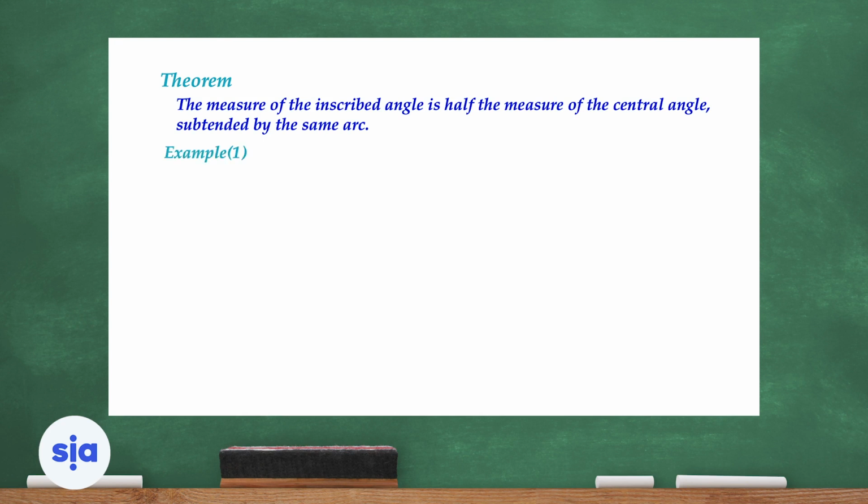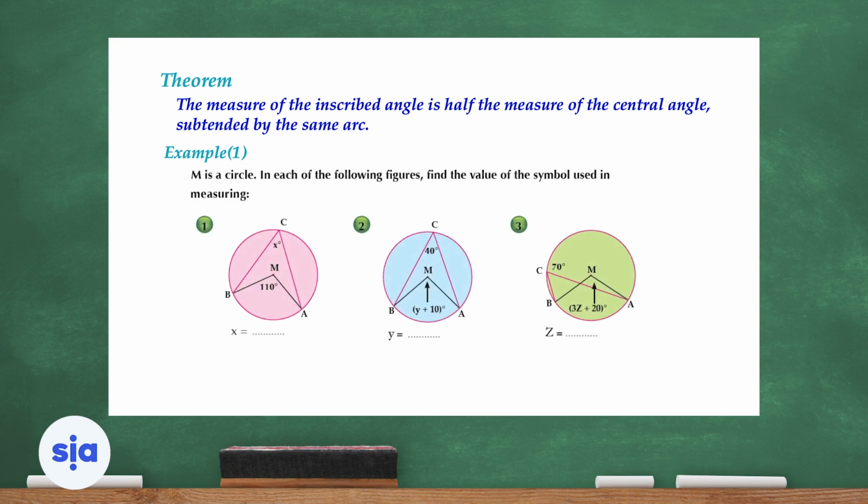Let's check one of the examples and solve it together. Here we have circle M. In each of the following figures, find the value of the symbol used in measuring. So in the first one, he's asking me to find X. In 2, asking me to find Y. In 3, is asking me to find Z.